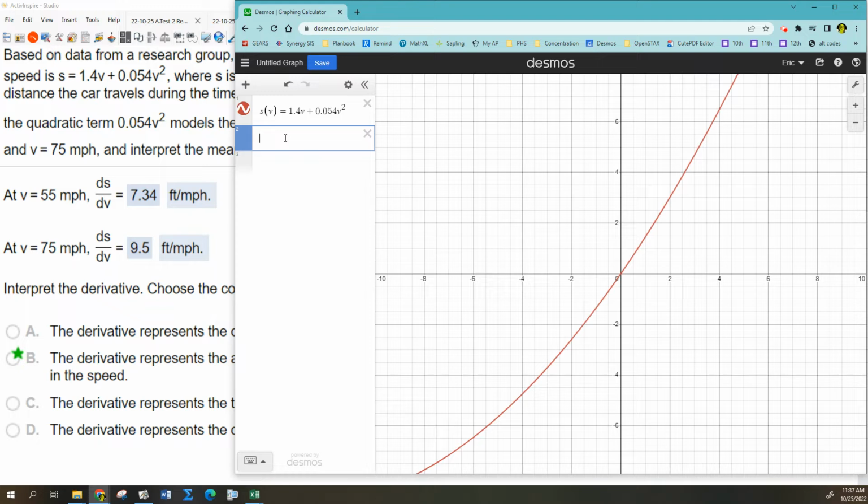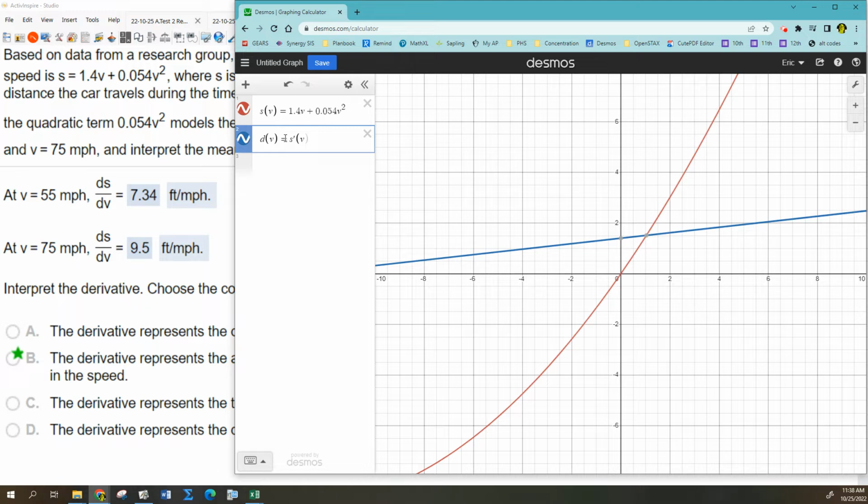I'm just going to call this D of V. Okay. Look what Desmos will do. That's equal to, watch this, S prime of V. How about that? That's pretty cool. It graphs the derivative if I just tell it to. It doesn't calculate the derivative function, but it calculates what the graph of the derivative function would look like, right? Okay, so let's think about this then.